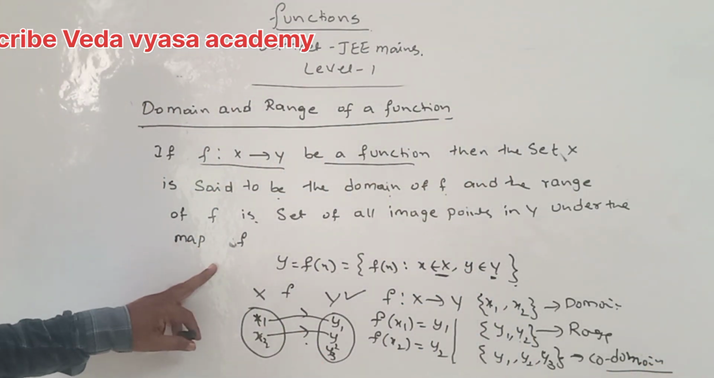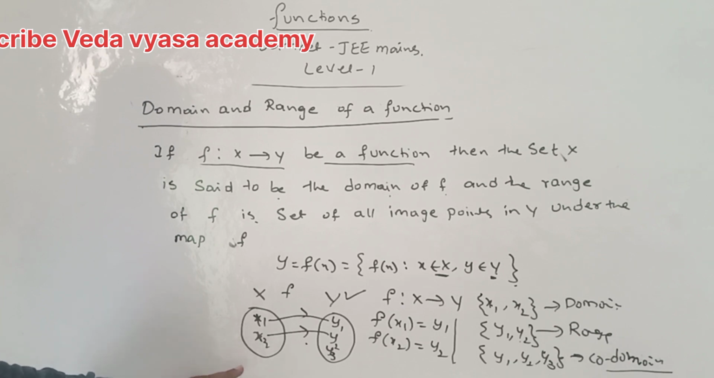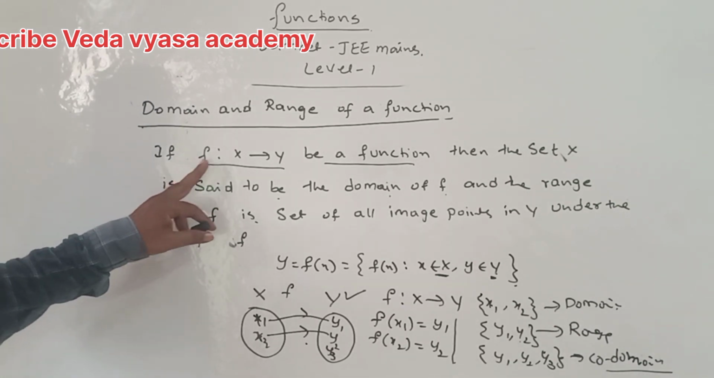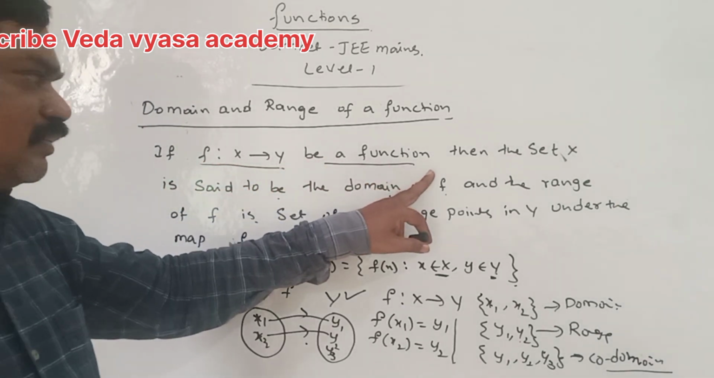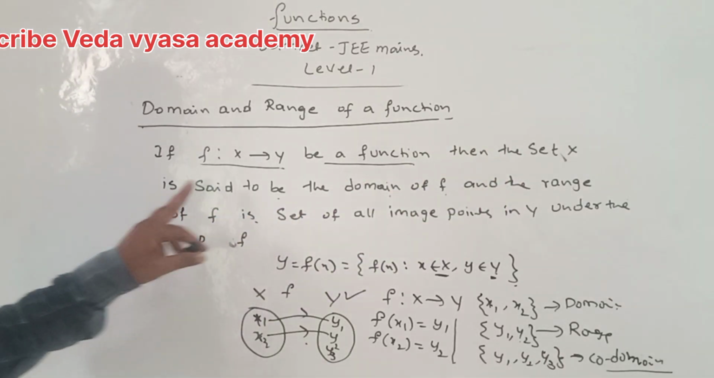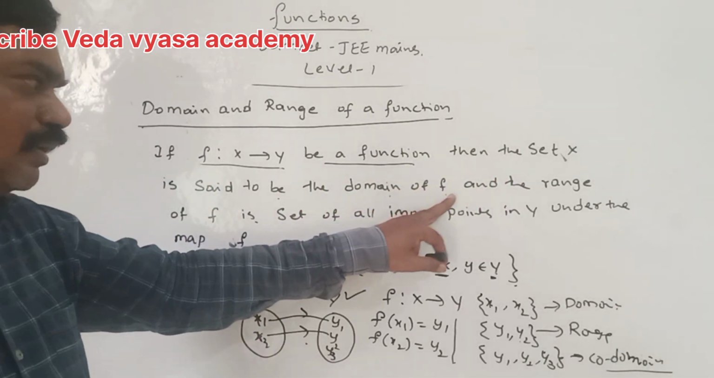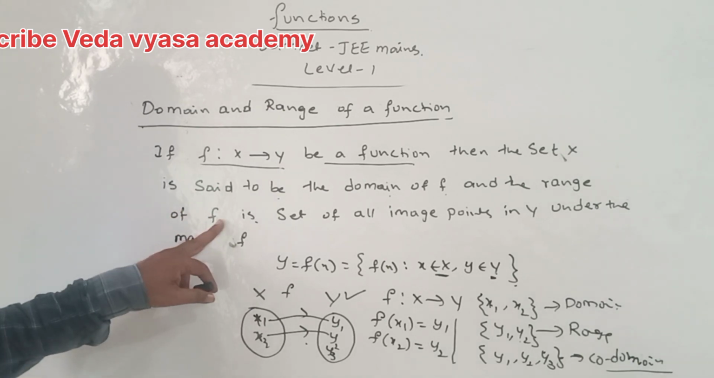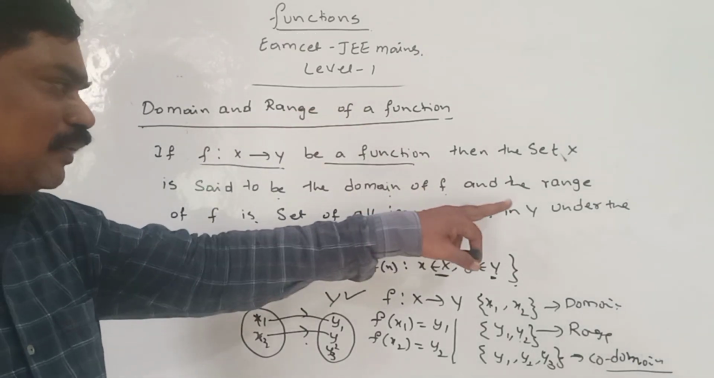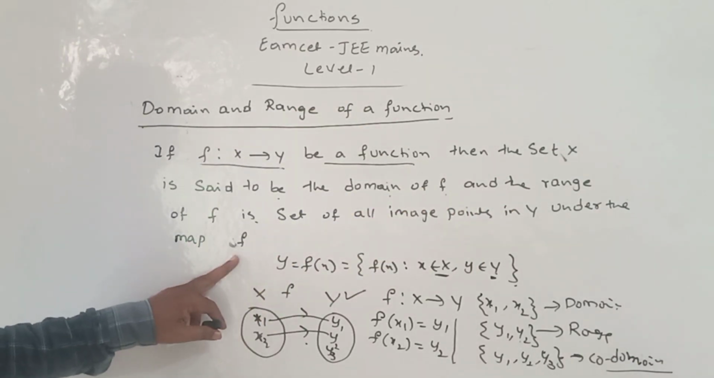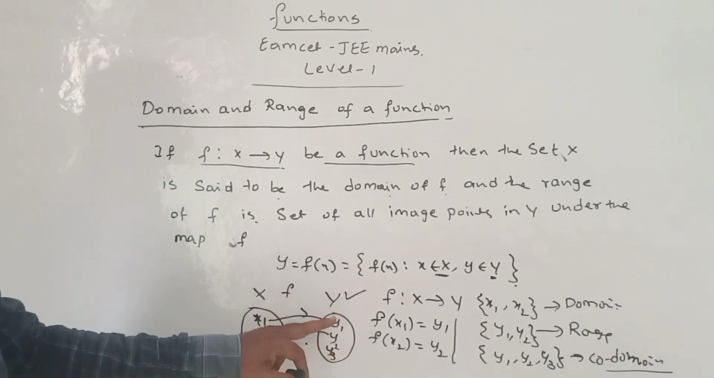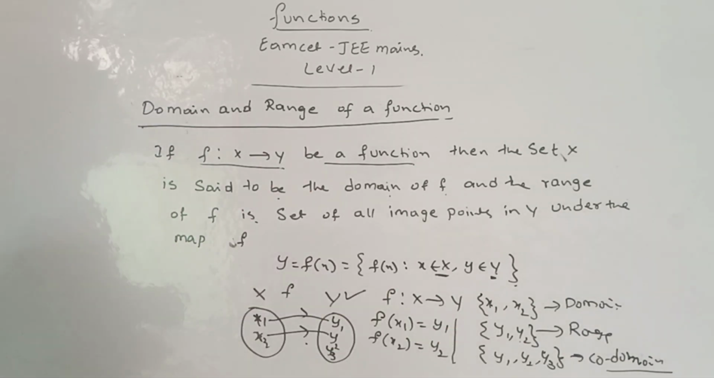What is domain? What is range? What is codomain? If f: X to Y is a function, then the set X is the domain of f, and the range of f is the set of all image points in Y under the map f. Then set Y is called the codomain. Okay, all of you. That's all.